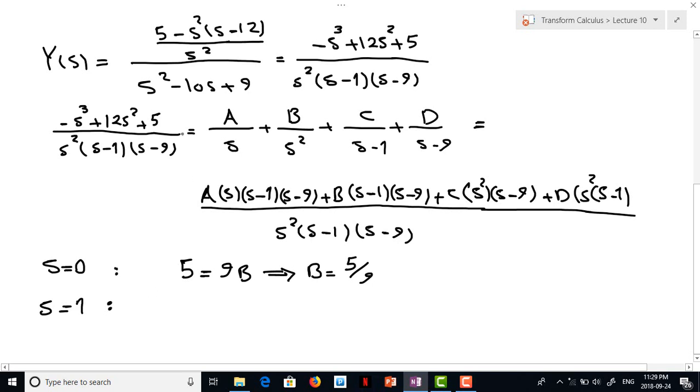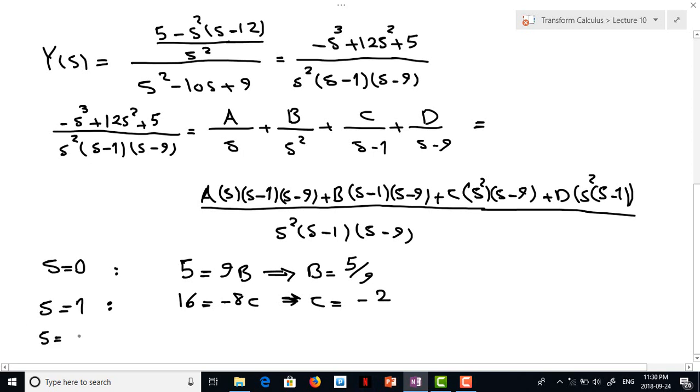So now I plug in s equal to 1. As a result, on the left side of the equation, minus 1 cubed is minus 1, plus 12 is 11, plus 5 is 16. On the right hand side of the equation, 1 minus 1 is 0, so a times 0 is gone, b times 0 is gone. So c times 1 times minus 8, so it's minus 8c. And d times 1 minus 1 is 0. As a result, we can say c is equal to minus 2.